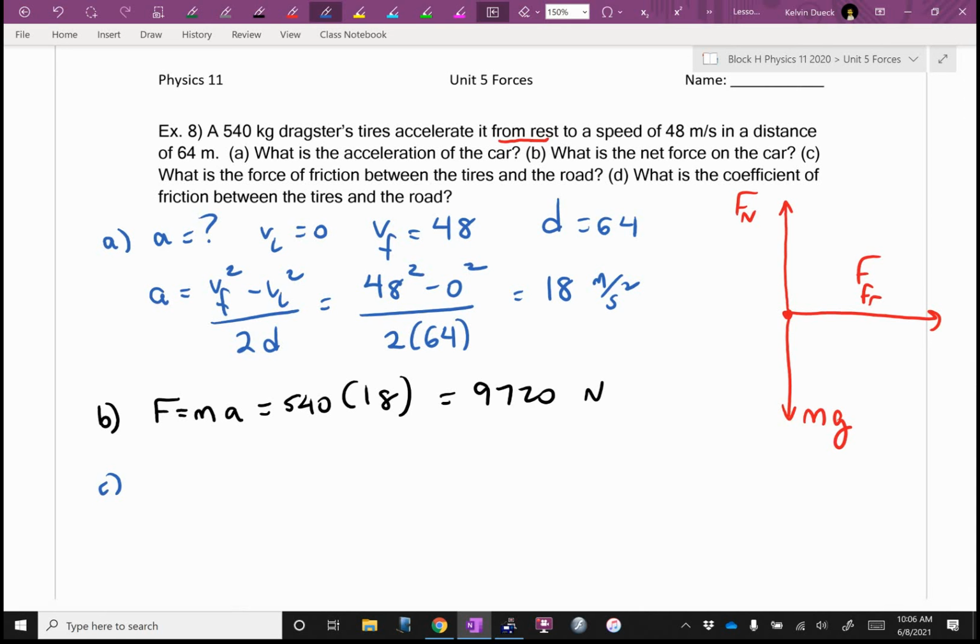Friction. Who's losing? It's a trick question. No one's losing. So what's my equation? We're all winners. Friction equals MA. Wait a minute. What did I find in part B? MA. Oh my, 9,720. So friction has to be 9,720 newtons. Got to be.